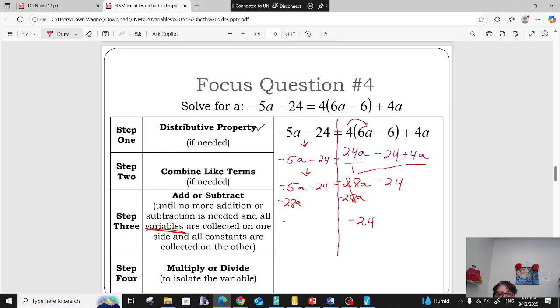Over here, this would be negative, what, 33a minus 24. Well, is this going to be another 0? It is, because I'm going to add 24 to both sides. You get negative 33a is equal to 0. You divide by negative 33. a is equal to 0.